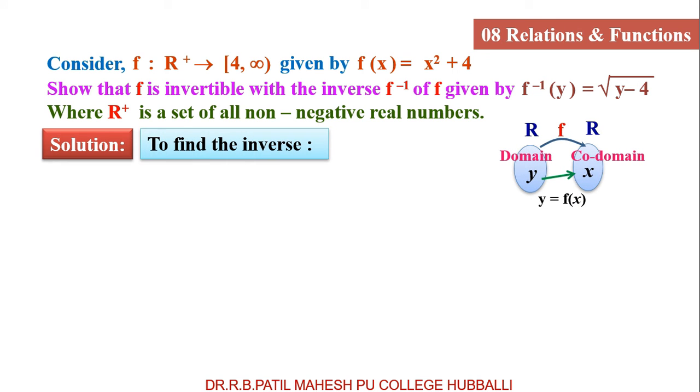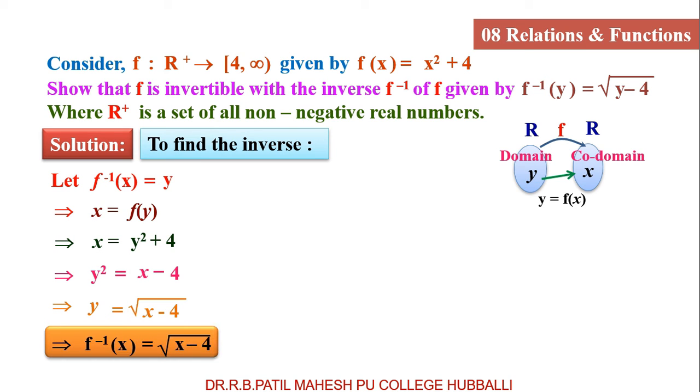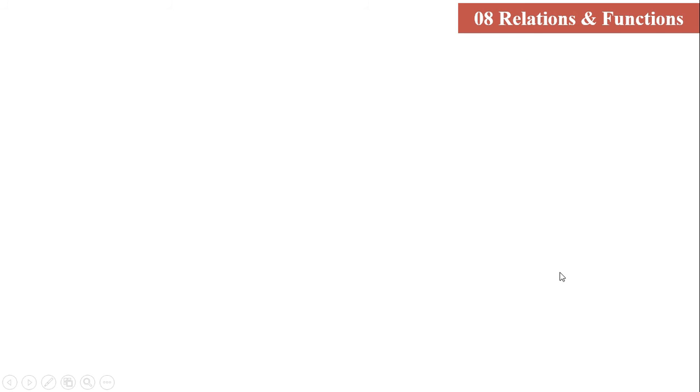To find the inverse, let f inverse of x equal y and x equal f of y. So according to the function f(x) = x² + 4, f(y) will be y² + 4. Now I will solve for y. So y² = x − 4 and y = √(x − 4). So f inverse of x we have taken as y. Here the y value is √(x − 4). Therefore f inverse of x = √(x − 4), and that is the inverse. Okay, we'll continue with the next question.